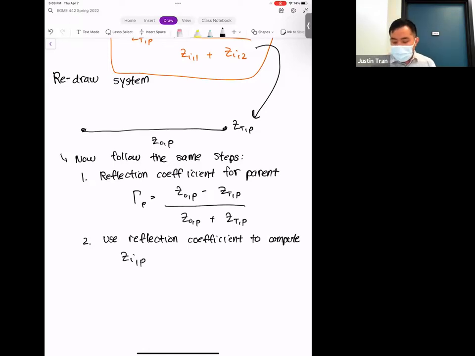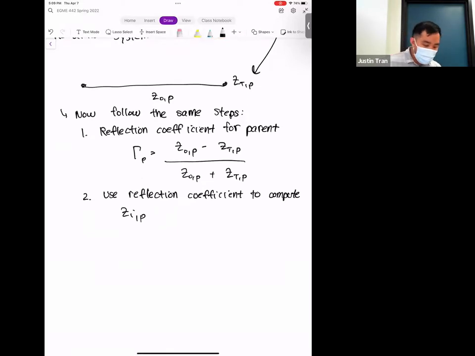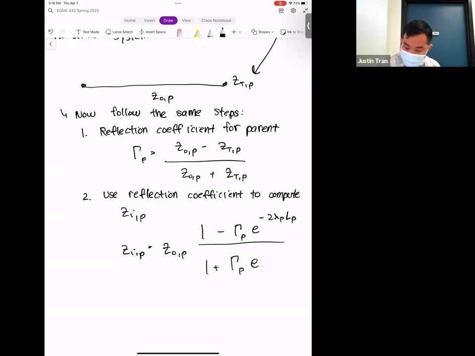Then after we compute the reflection coefficient, we can use it to finally compute the input impedance for the parent vessel. So we have ZIP is equal to Z0P times 1 minus gamma P e to the minus 2 lambda P LP, divided by 1 plus gamma P e to the minus 2 lambda P LP.